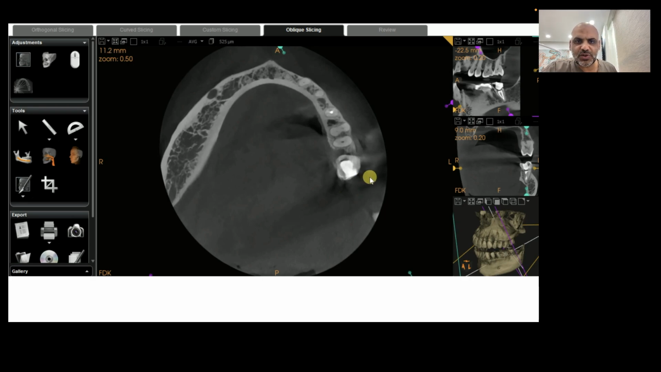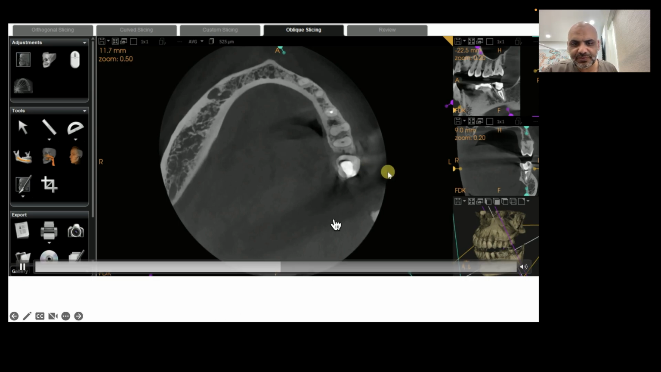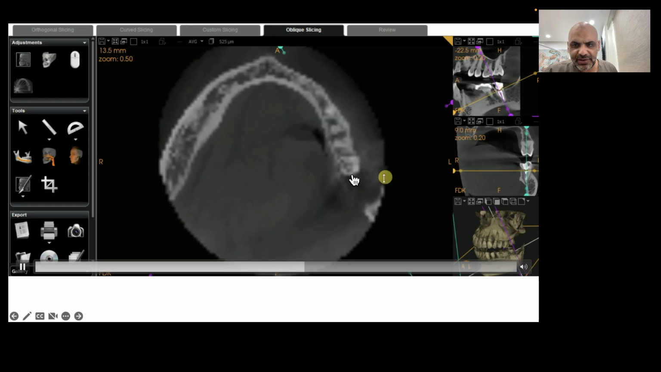In the axial, we can scroll down carefully as we are taking slices of the tooth, and we can see what is in there. You can see the gouging start appearing. So there is a gouging here, black axis, and possibility of perforation.